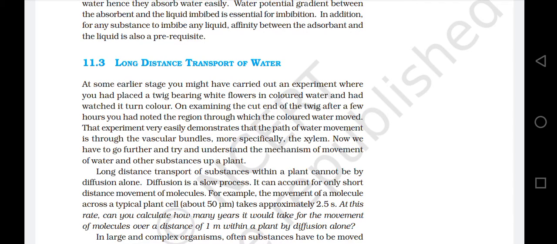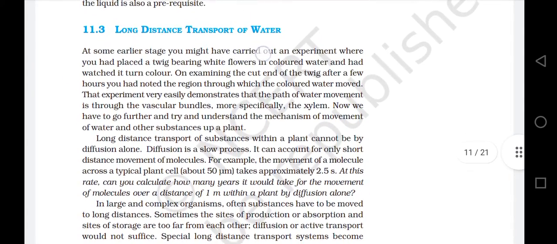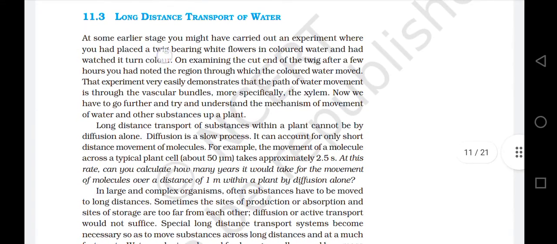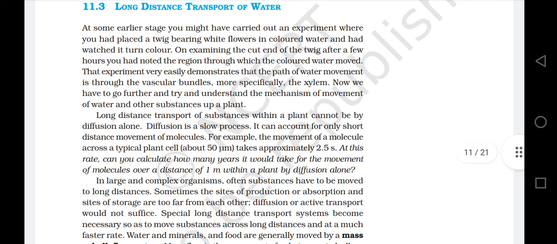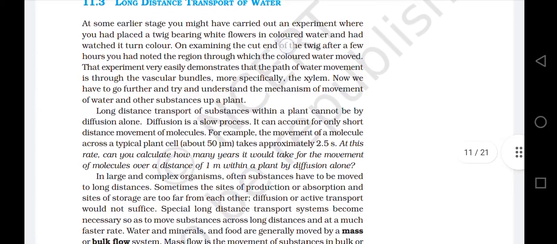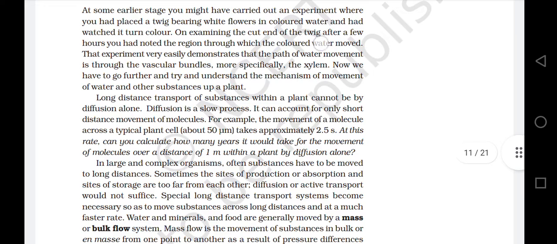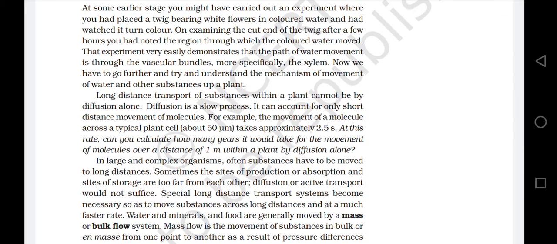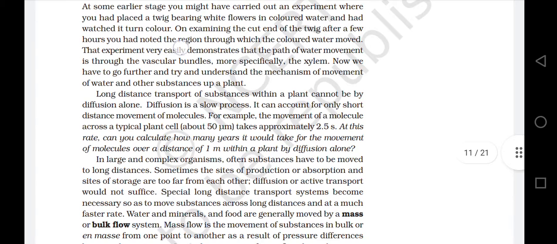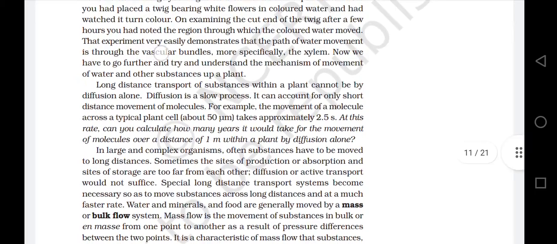NCERT Biology Class 11, Chapter 11 Transport in Plants, 11.3 Long Distance Transport of Water. At some earlier stage, you might have carried out an experiment where you had placed a twig bearing white flowers in colored water and had watched it turn color. On examining the cut end of the twig after a few hours, you had noted the region through which the colored water moved. That experiment very easily demonstrates that the path of water movement is through the vascular bundles, more especially the xylem.